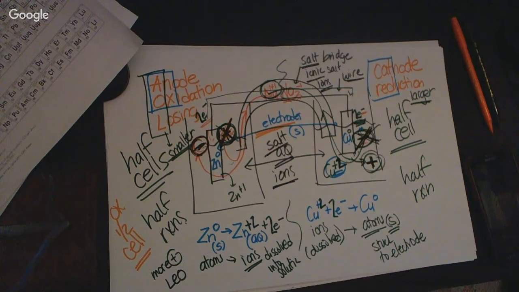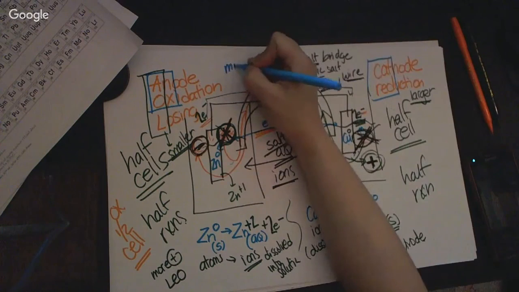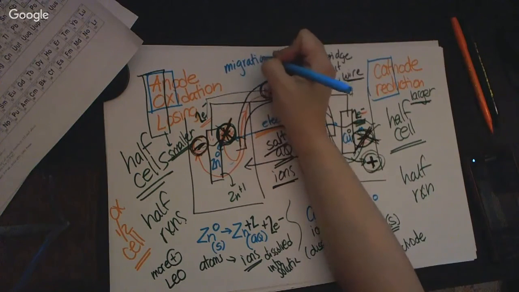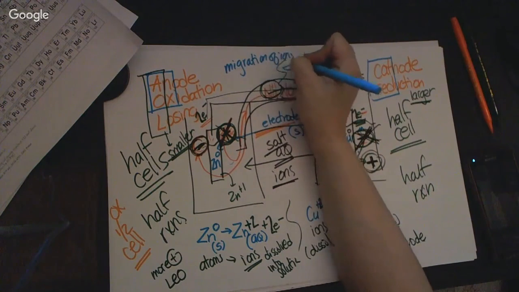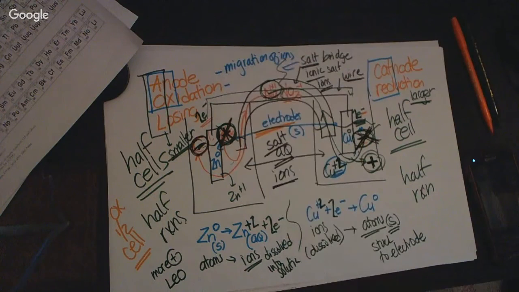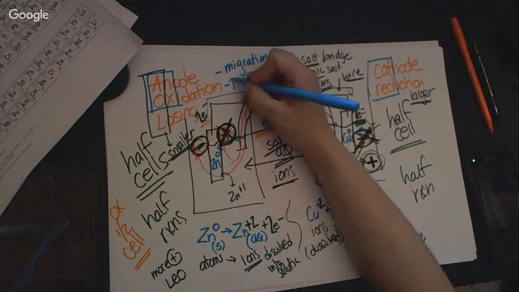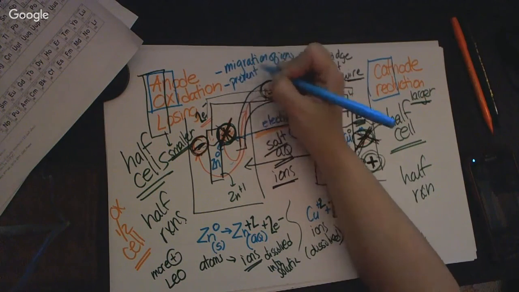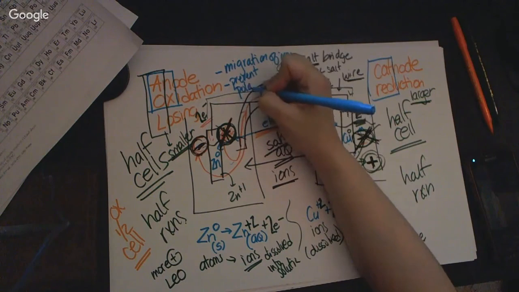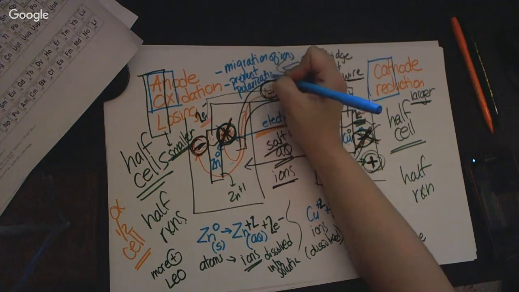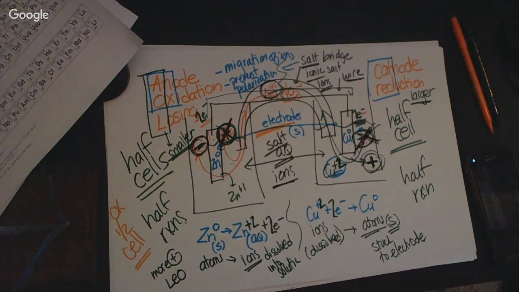We're staying forever. In order for you to have a functional voltaic cell, you need a salt bridge to allow the migration of ions. And the purpose of the salt bridge and the migration of ions is to prevent the polarization or the buildup of residual charges that are not supposed to be there.